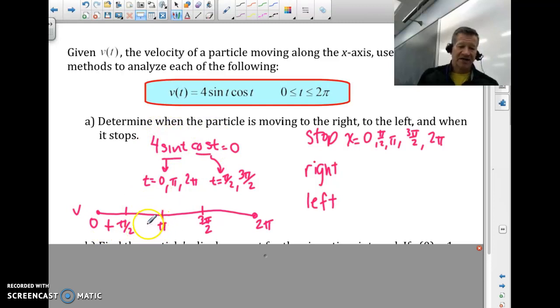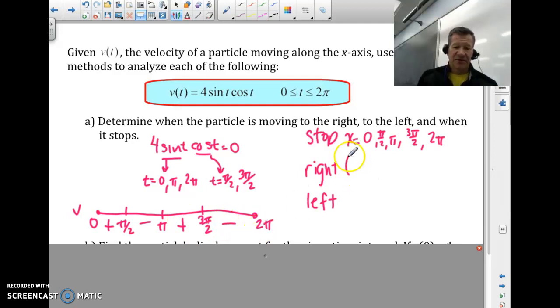Pi over 2 to pi is second quadrant. Sine would be positive there, but cosine would be negative, so that's going to be negative. Pi to 3 pi over 2, that's third quadrant, where they're both negative, so that goes back to positive. And then in the fourth quadrant, cosine's positive, but sine is negative, so that's negative.